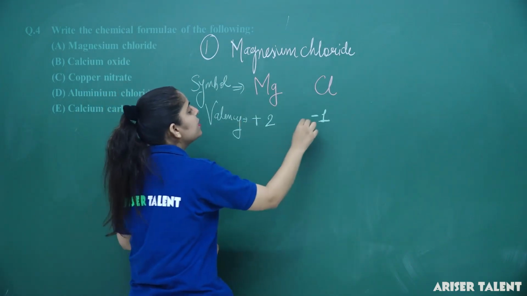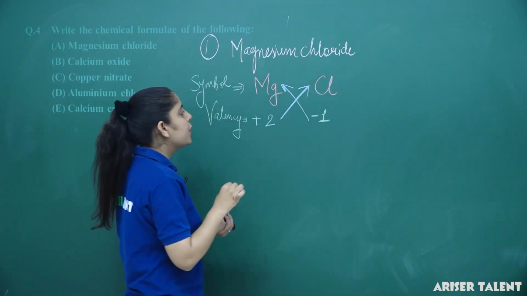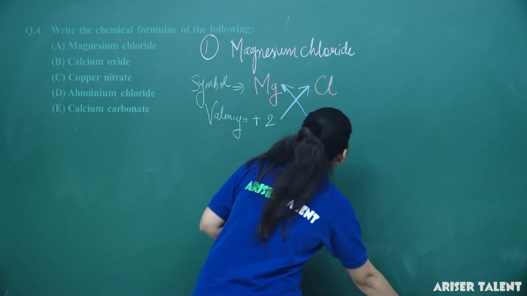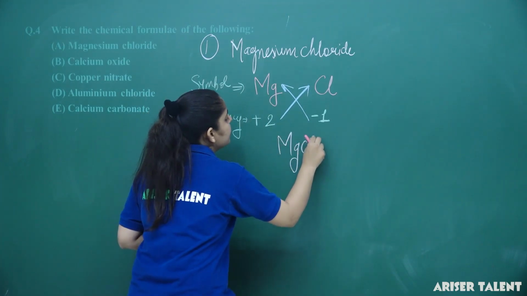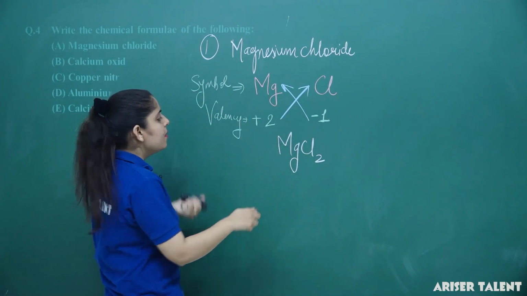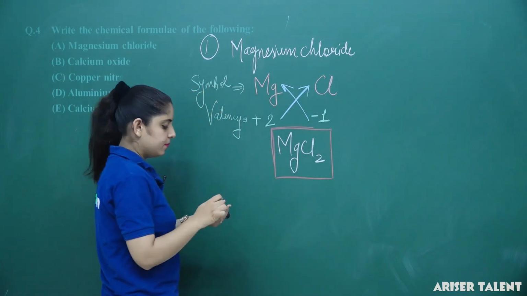So, we will do the crisscrossing of the valencies. This valency is shifted here and this valency is going to be shifted here. So, what is the formula I am getting here? I will get the formula MgCl2, because Mg with the +2 and Cl with the 1. So, this is the formula for magnesium chloride.